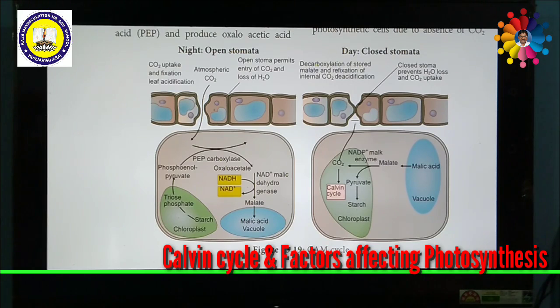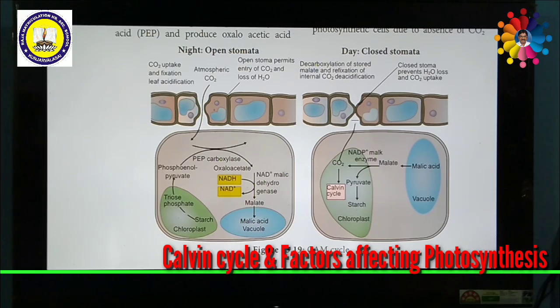So usually all plants open the stomata during the daytime and close them at night. But these plants open the stomata during the night and close the stomata during the daytime. How does this mechanism take place? Such a type of mechanism is called the CAM cycle.